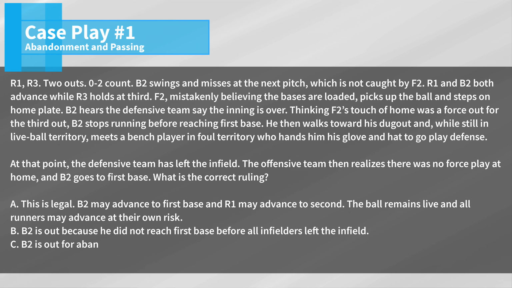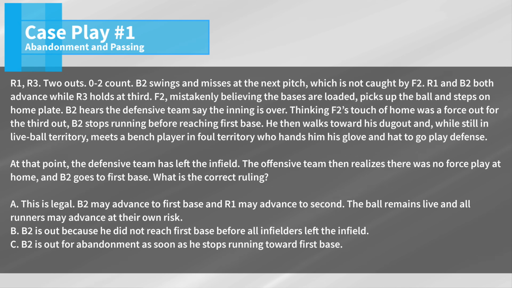B2 hears the defensive team say the inning is over. Thinking F2's touch of home was a force out for the third out, B2 stops running before reaching first base. He then walks toward his dugout and, while still in live ball territory, meets a bench player in foul territory who hands him his glove and hat to go on defense. At that point, the defensive team has left the infield. The offensive team then realizes there was no force play at home, and B2 goes to first base.